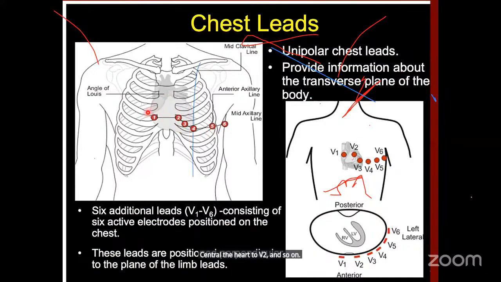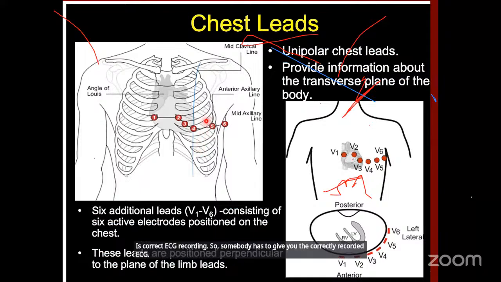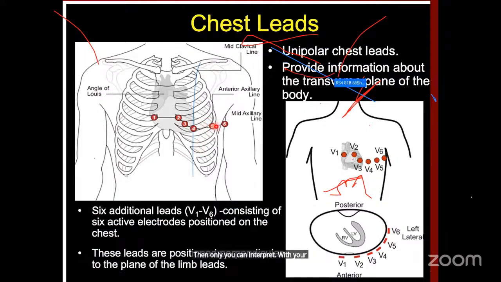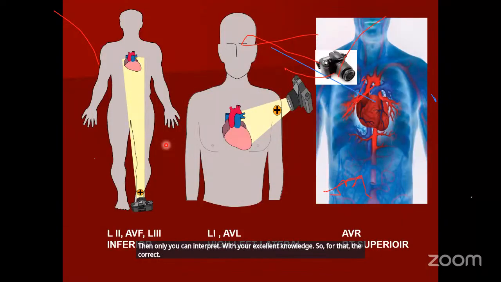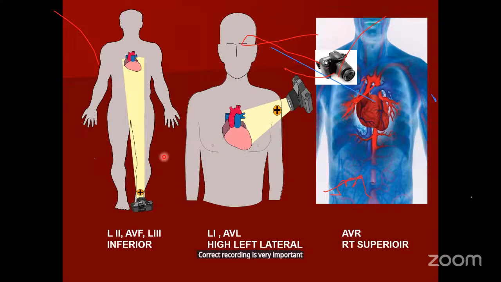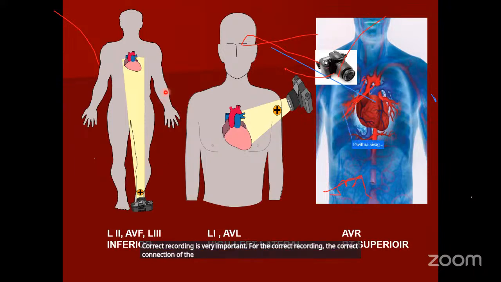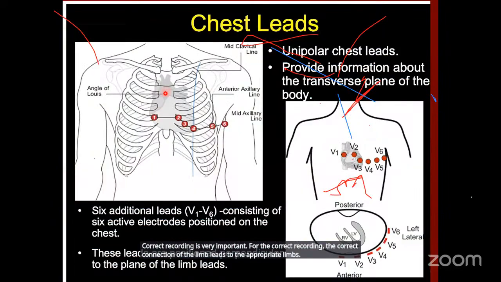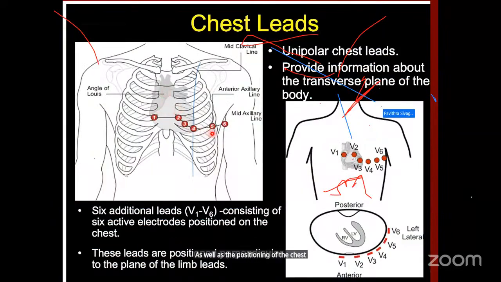The most important prerequisite for ECG interpretation is correct ECG recording. Somebody has to give you the correctly recorded ECG, then only you can interpret with your excellent knowledge. So correct recording is very important. For that, the correct connection of the limb leads to the appropriate limbs, as well as the positioning of the chest electrodes in the particular place, is very, very important. So let us see how we are going to place these chest electrodes.